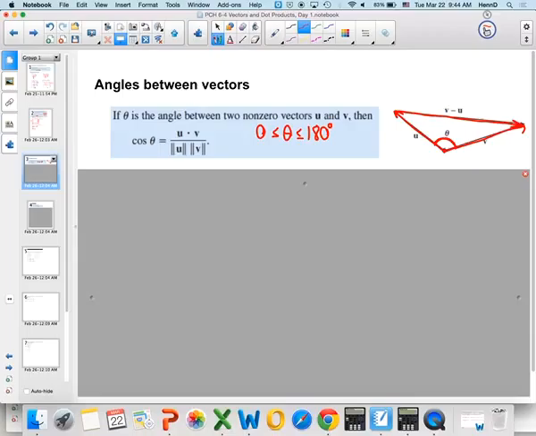But here's our formula. The cosine of theta equals the dot product over the product of the magnitudes. Okay? This is a formula you need to know. Alright, cosine of theta, the angle between two vectors, is equal to the dot product of the two vectors divided by the product of the magnitudes.